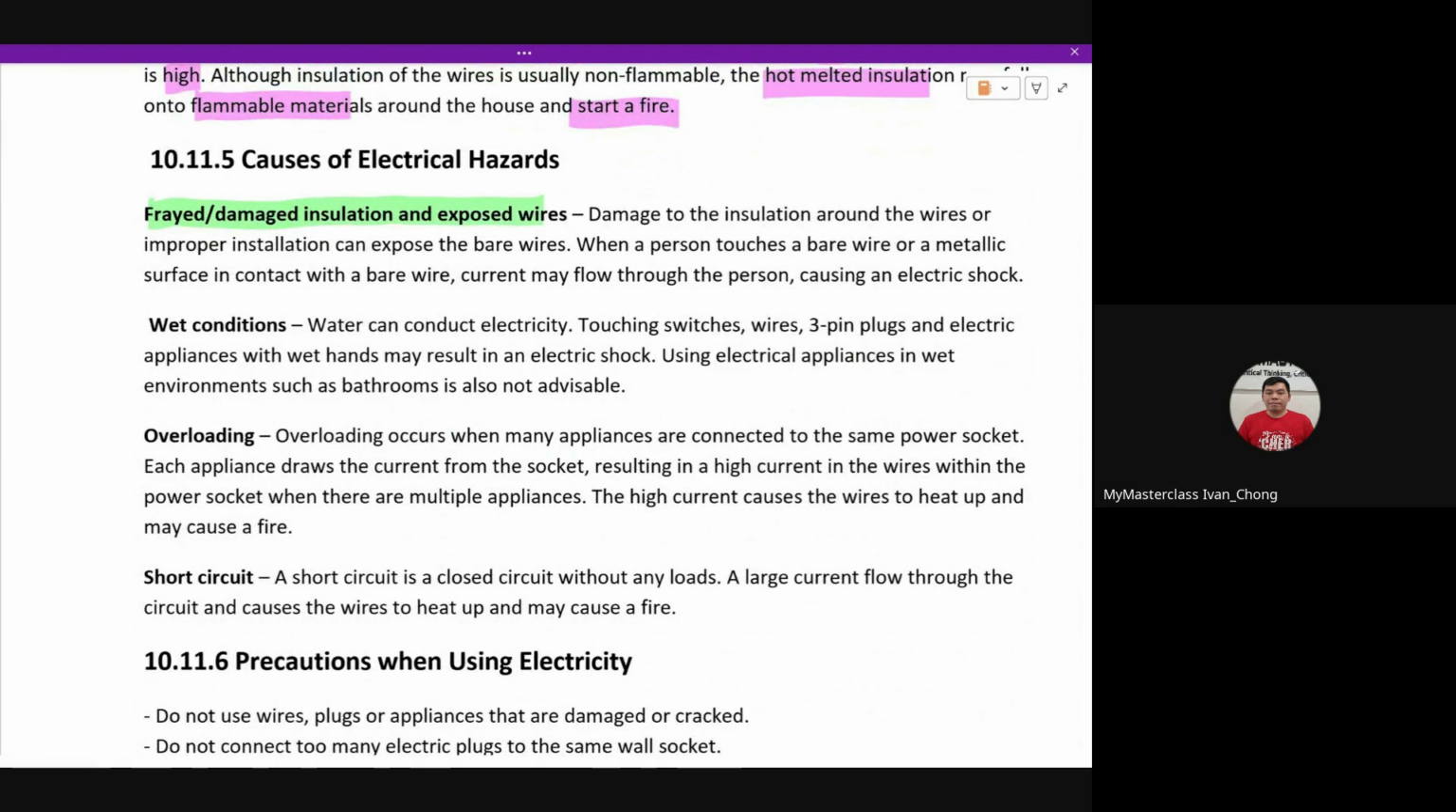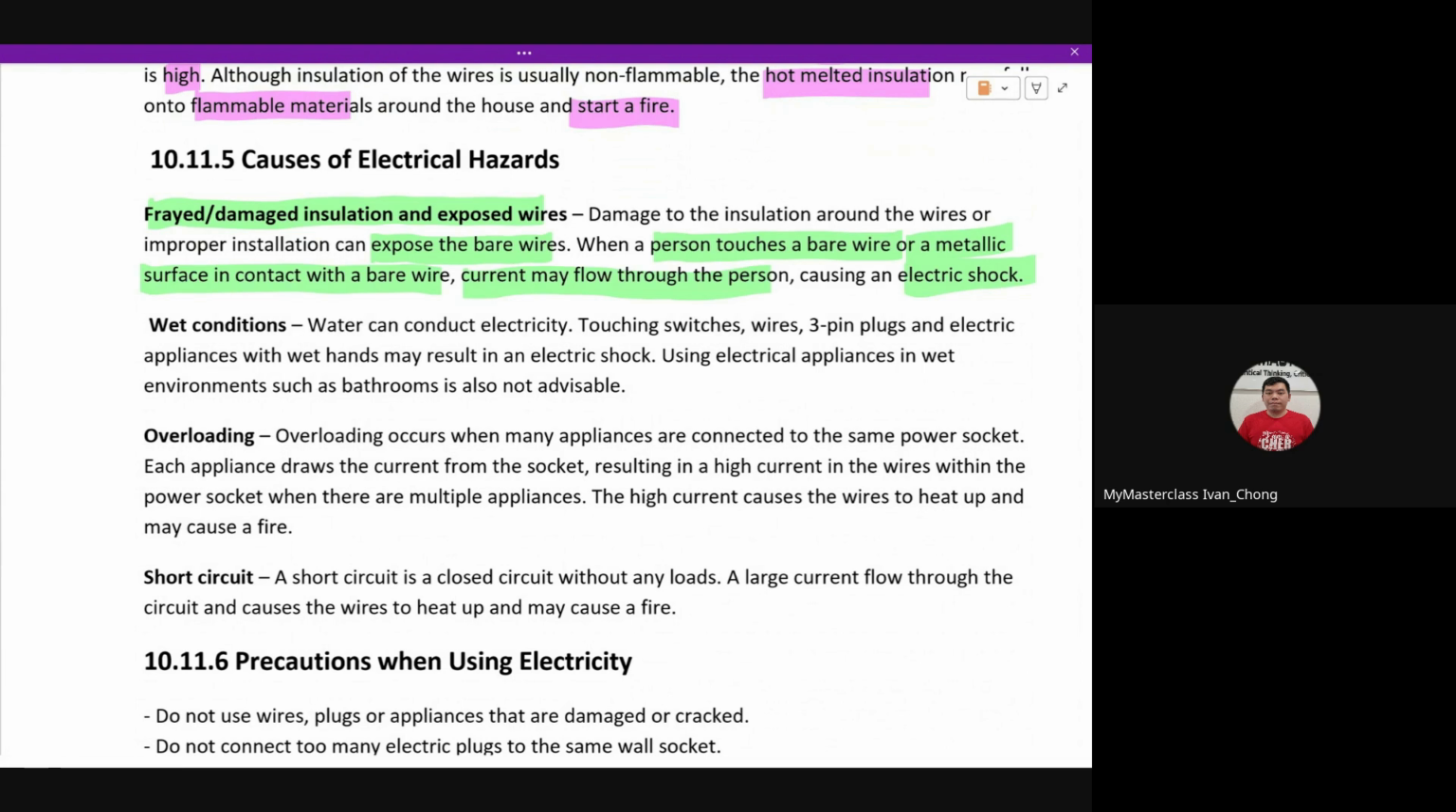All right. Now, what causes the two above? It is damaged insulation or exposed wires. Some wires, if you keep using them for a long period of time, the insulation may be damaged. If it is damaged, you are exposing bare wires. So if you touch it, or you touch some metal parts that are touching the wires, which is what I said just now, the electrical fault, the problematic parts, right? You will have an electric shock. Why? Because current flows through you. Remember, if current flows through a person, that is an electric shock.